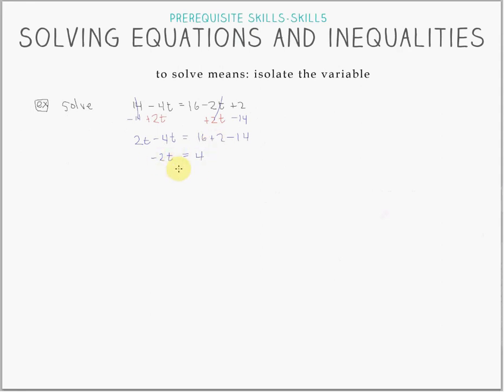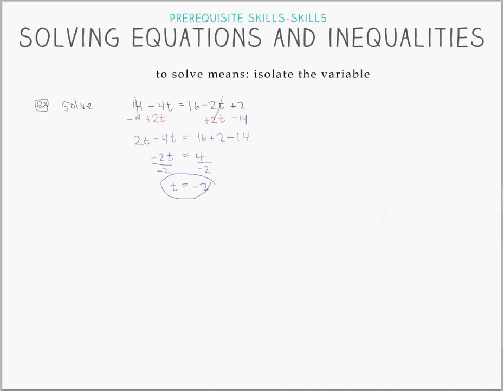Now we're going to get t all by itself. Right now, the last thing that we're left with is negative 2t. To get rid of the negative 2 and leave the t alone, we would need to divide both sides of our equation by negative 2. So we get t equals 4 divided by negative 2, which is negative 2. Okay, so that was solving for that. We now know the solution to this equation is t equals negative 2.